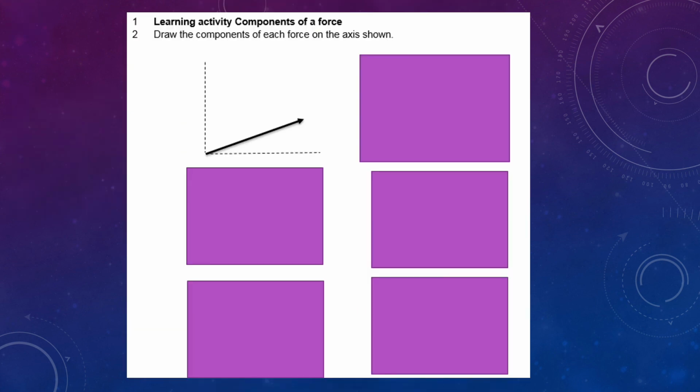You're given a diagonal component here, and this can be broken down into horizontal and vertical components. Like we did on the previous page, you're going to start off with your x and your y. The two lines that I just drew there should be the exact same length, and they go along your x and your y axis.